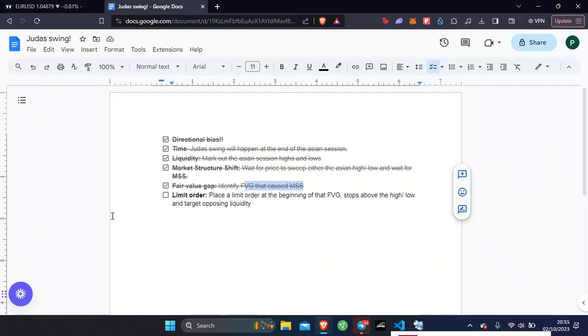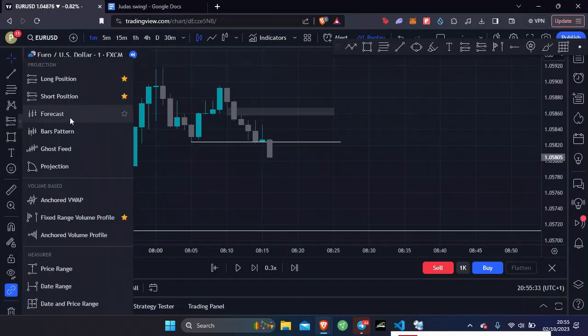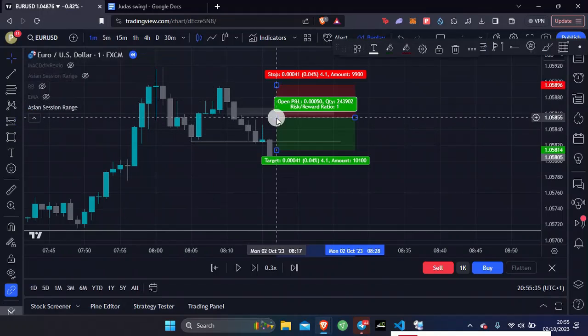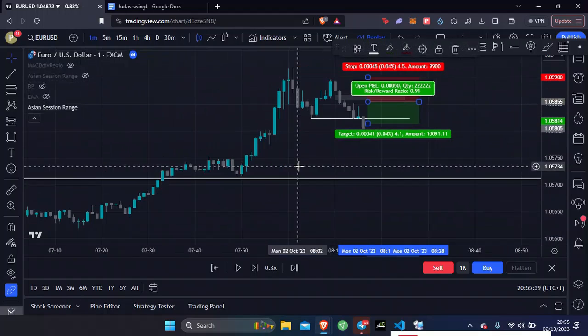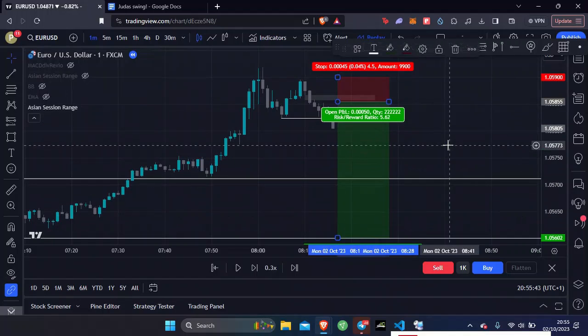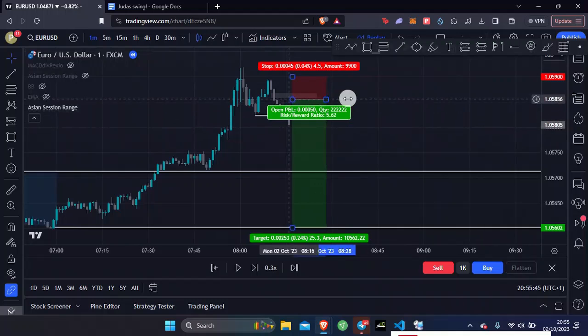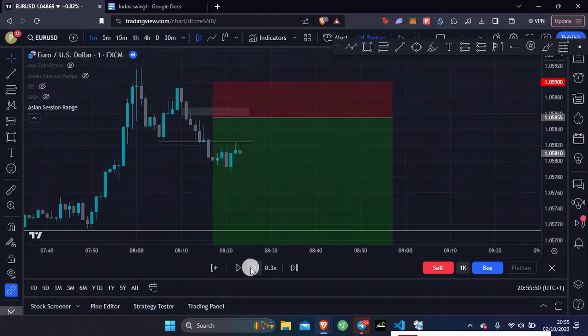And now the last thing to do is place a limit order at the beginning of the fair value gap, stops above the high, and target opposing liquidity. So let's tick that off, come back to the charts, place our short position right here, stops above the high right there, and now we're targeting opposing liquidity right there. So that is a beautiful 1 to 5 risk to reward trade if that plays. So let's see what happens.